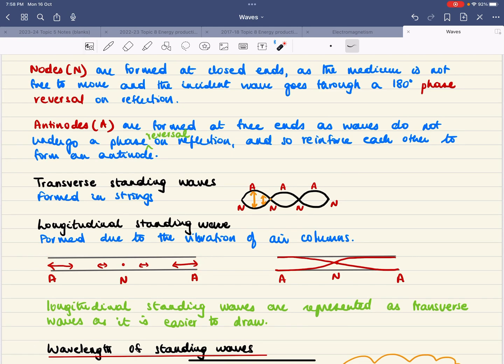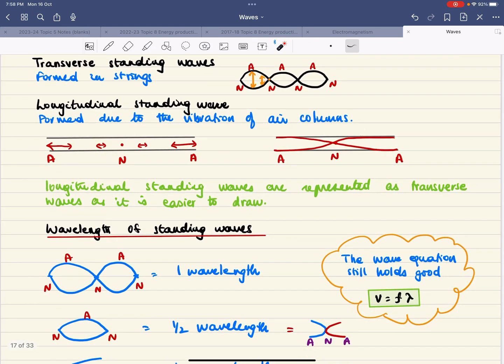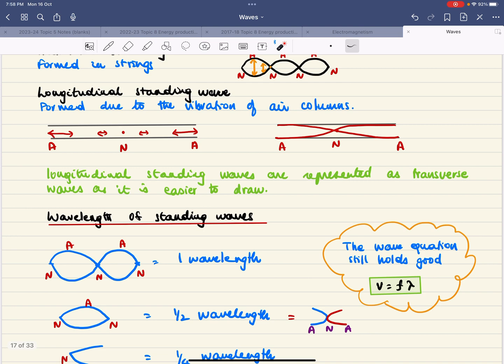How can you show it's an antinode? By showing the vibration is a maximum, and then in the middle you will have your node halfway between the antinodes, and the vibration is not as prominent in the other bits. The way that we can represent a longitudinal wave is like a transverse wave, so that's how you represent a transverse wave.